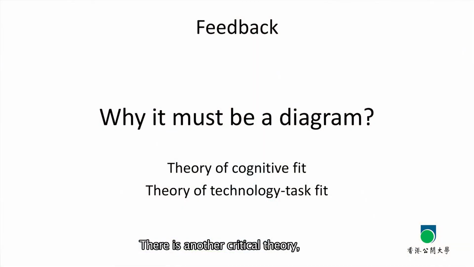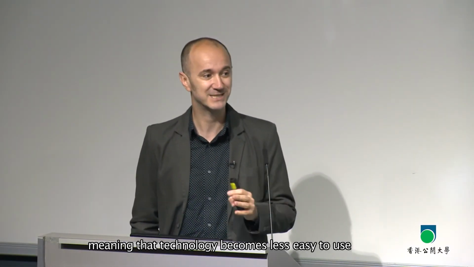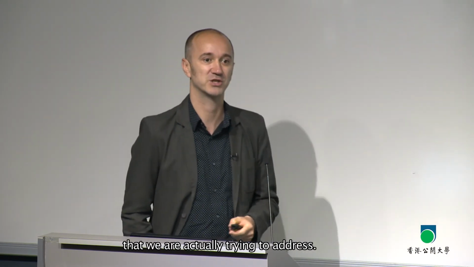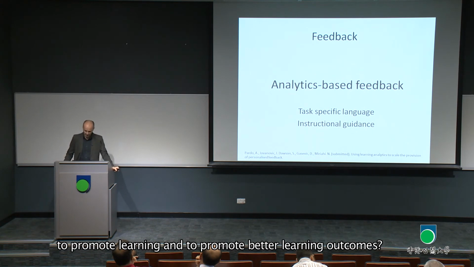There's another critical theory, and I'm returning to the point that I made about ease of use. The theory of task-technology fit tells us that users are happy to accept a decrease in ease of use of their technology, meaning the technology becomes less easy to use, if the technology is more useful, especially in complex tasks. And we know that learning is a very complex task that we are trying to address. Therefore, when designing our dashboards, why are we so focused on ease of use rather than thinking about usefulness to promote learning and better learning outcomes?